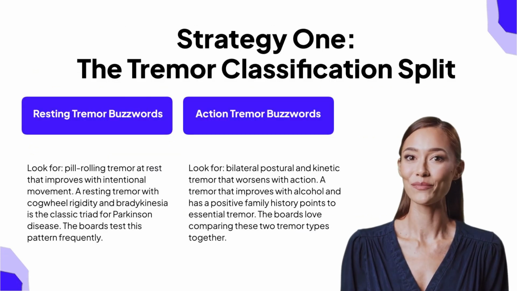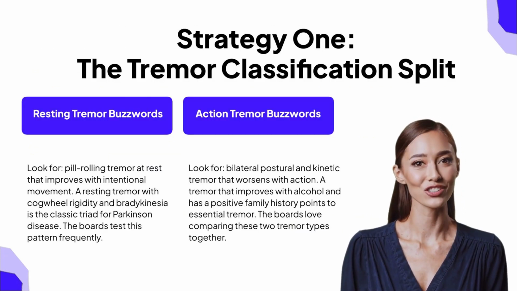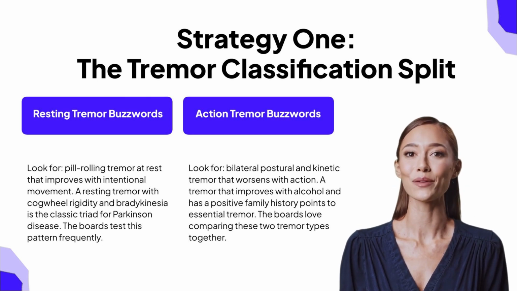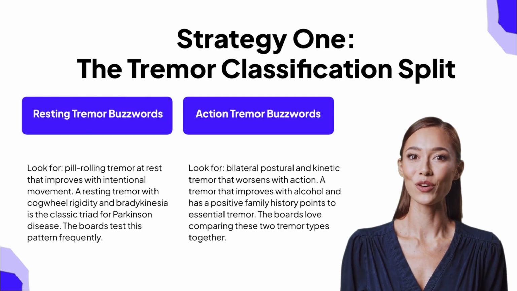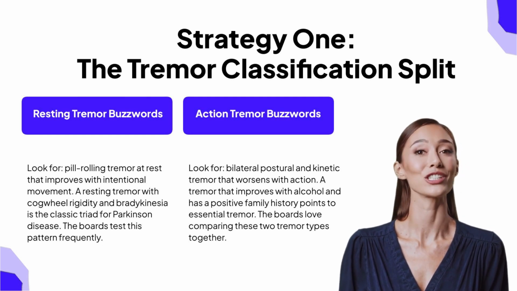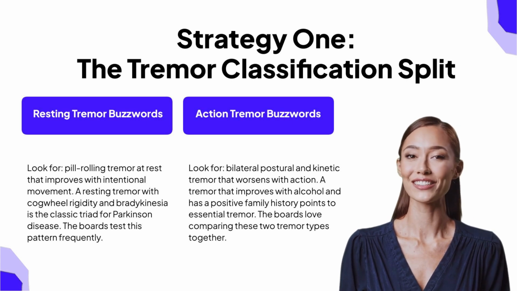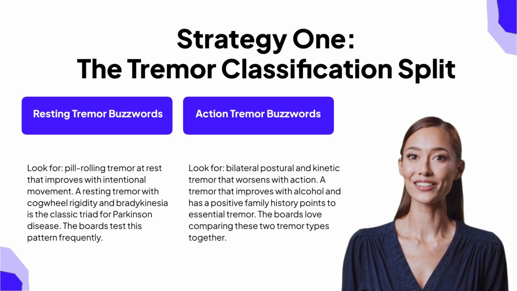Let us start with one of the most important distinctions the boards will test you on, the tremor classification split. On the left side, we have resting tremor buzzwords. When you see a pill-rolling tremor at rest that improves with intentional movement, combined with cogwheel rigidity and bradykinesia, this is the classic triad for Parkinson's disease. The boards test this pattern frequently, so lock it in.